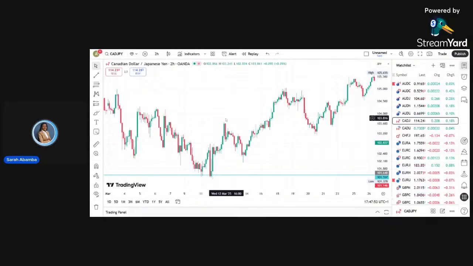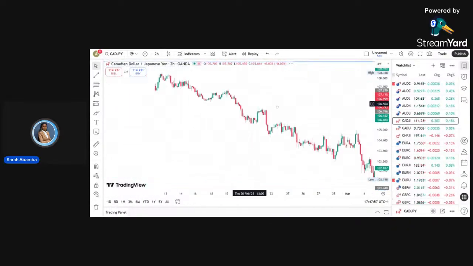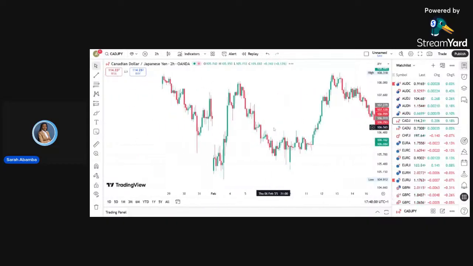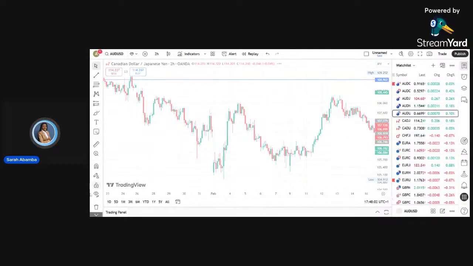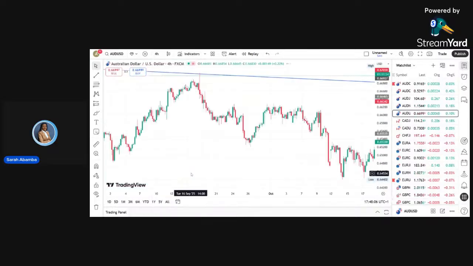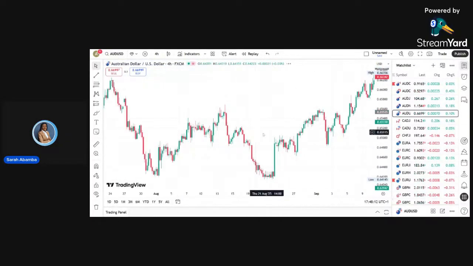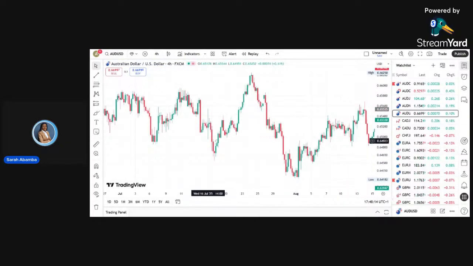Okay, so let me look for examples of bullish doji. That's what I was trying to look for. I don't know why I can't find any.